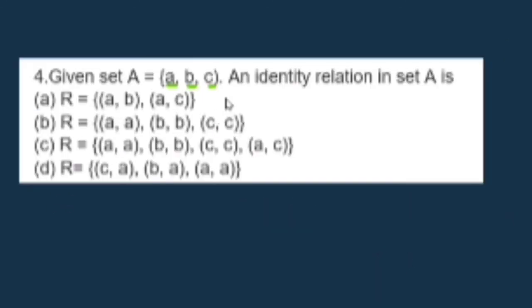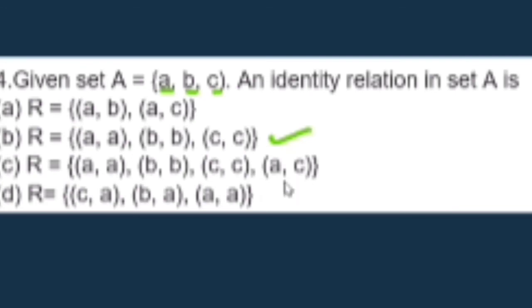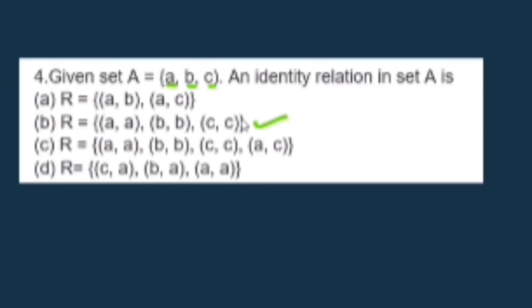So here, which is the identity relation? AA, BB, CC. This is not identity, this is reflexive. AA, BB, CC, AC is reflexive because it is related to C also. Option is B.